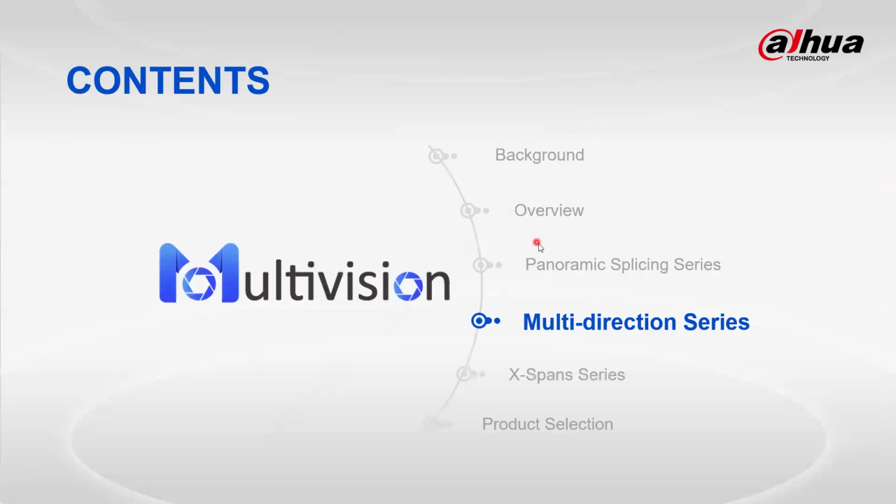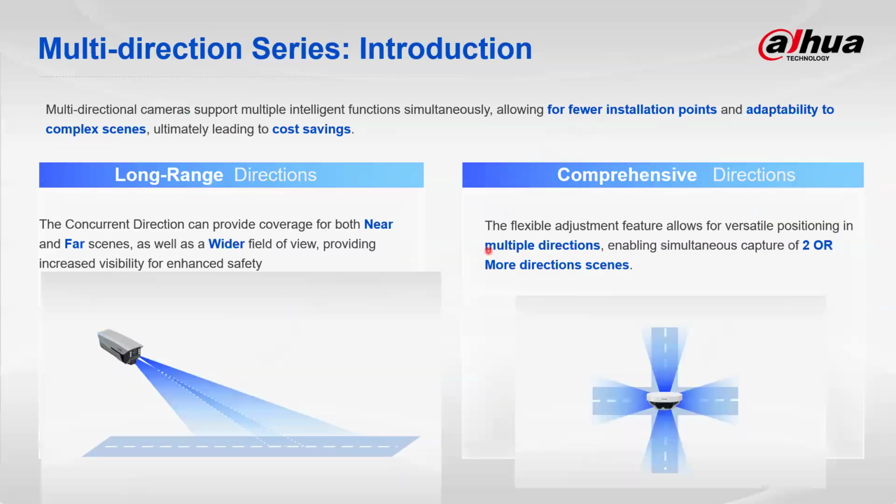Then from that particular point, we have this again, the multi-directional series. So this multi-direction series, they are the kind of cameras that have lenses that can be altered to focus on 2 different directions. So for example, we have this introduction to this product line.